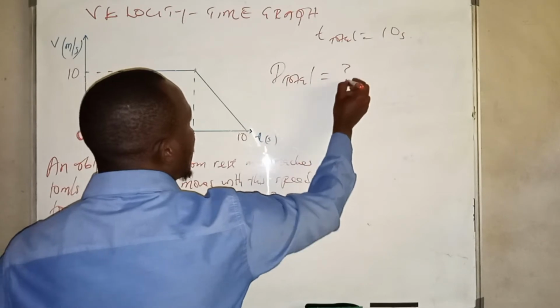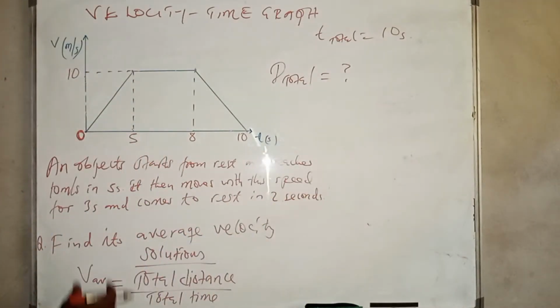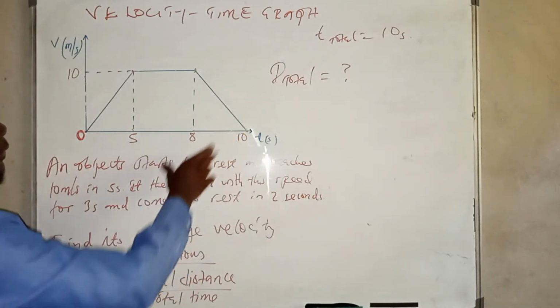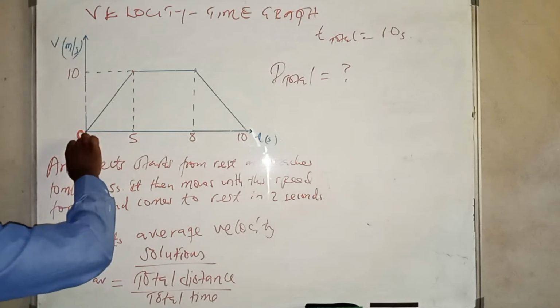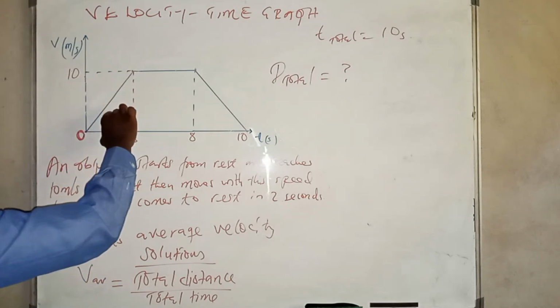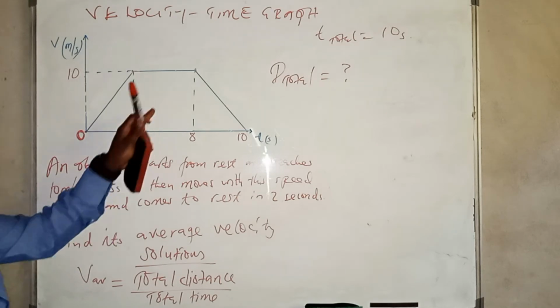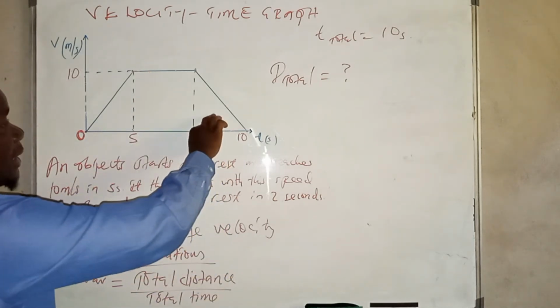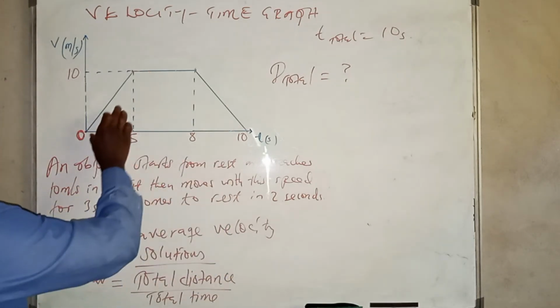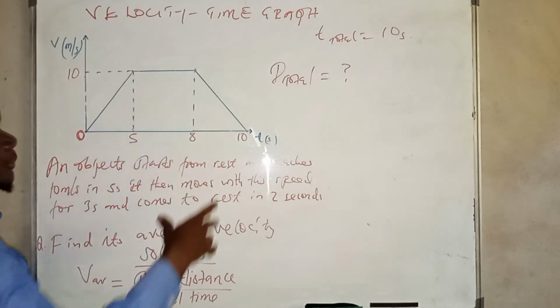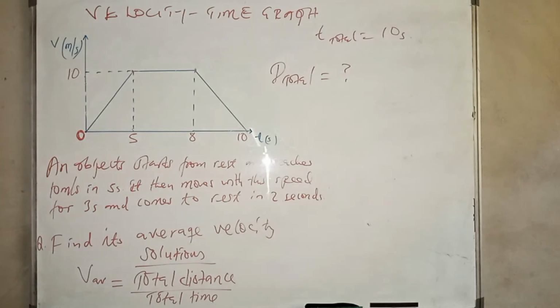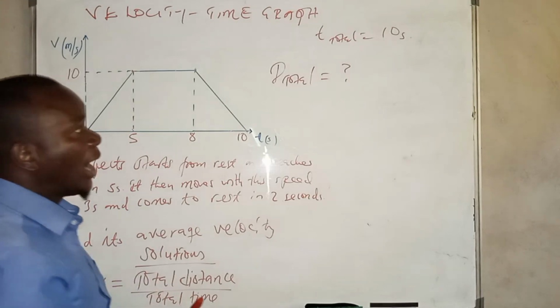So this one we do not know, but we've been given the information that is sufficient for us to find the total distance. So from here we have the first shape, which is a triangle, and then we have the second shape, which is a rectangle, and the last one is a triangle. So if we find the area of this, that will be the total distance. But there is an easy way of working out this.